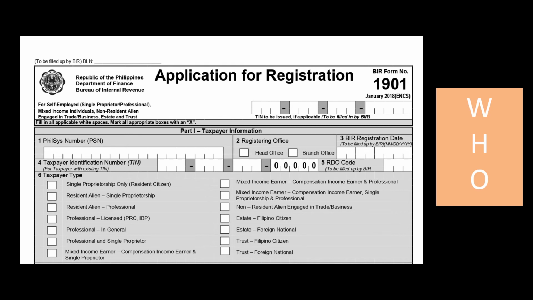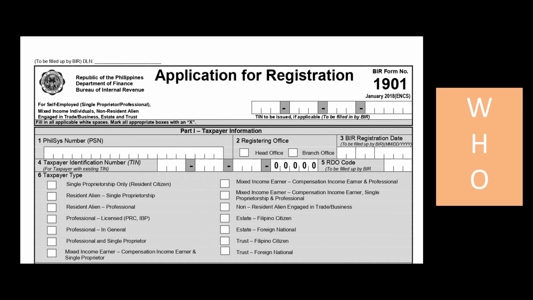And for the mixed income earner, you're either employed with a business or you are employed and then you also have a side hustle as a professional. And then there's another one which kind of encompasses all three. So you're a compensation earner, you're a single proprietor, you own a side business, and then you're also a professional. So ano ka, doktor na nagtitinda ng gatas na also employed in a university. You can be all three.